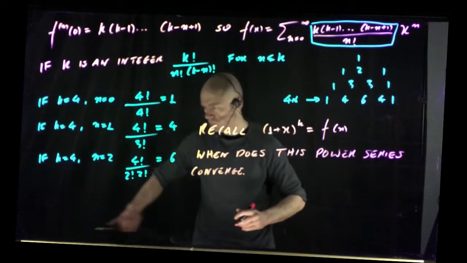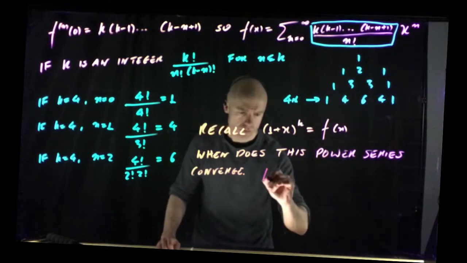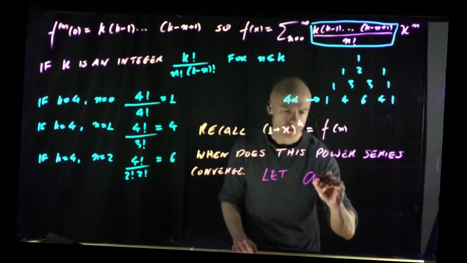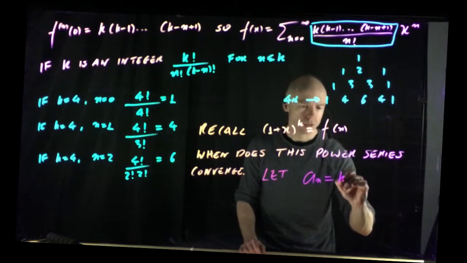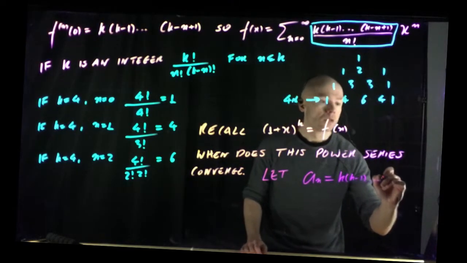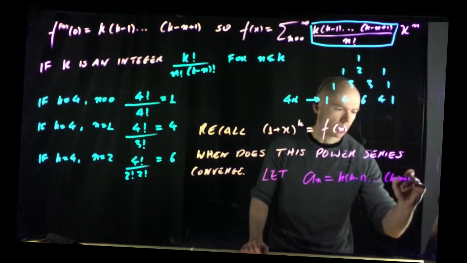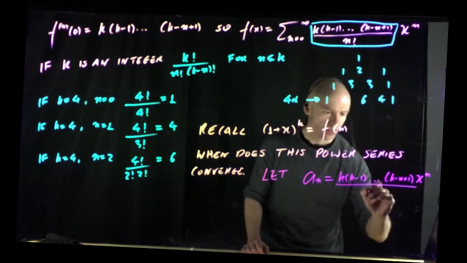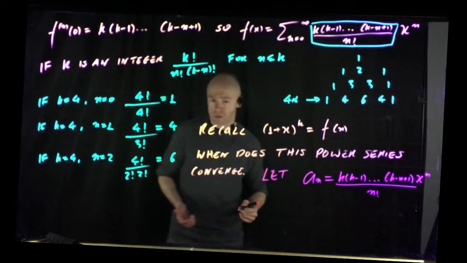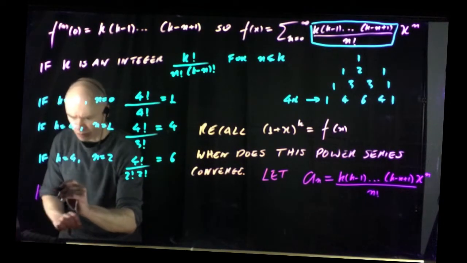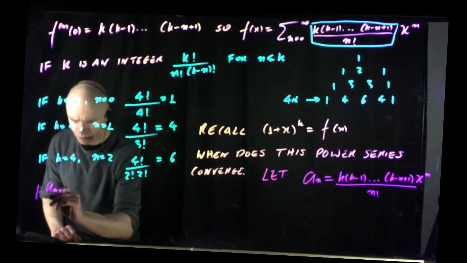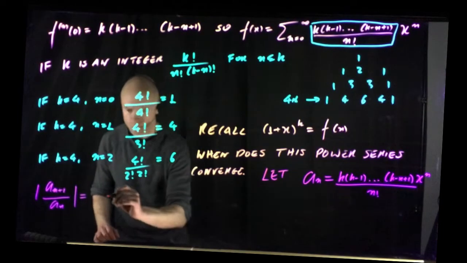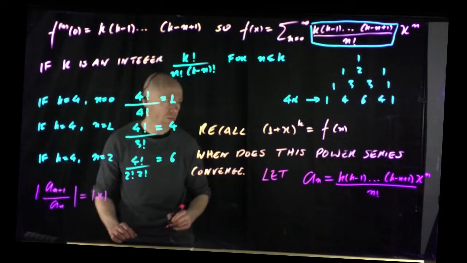We're going to let a_n be this k times k minus 1, dot dot dot, k minus n plus 1, x to the n, over n factorial. And then we use the ratio test, so we take the absolute value of a_(n+1) over a_n. Right, so we can straight away see we're going to have mod x right here.